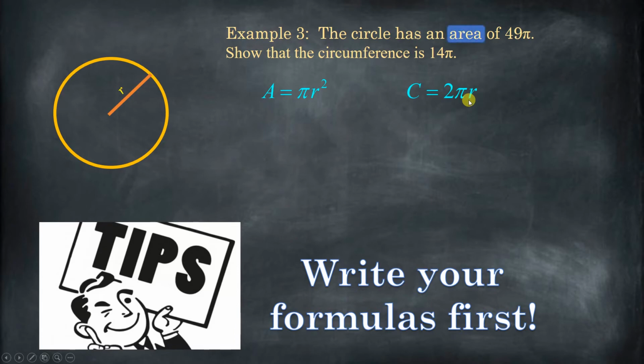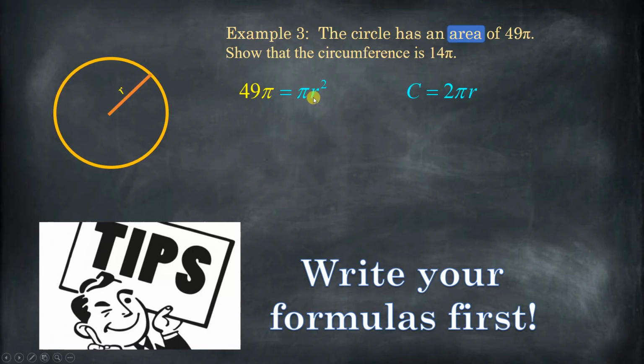All right, so now we know that the area is 49 pi. So we're going to plug in 49 pi there, and we're going to solve for r. The reason we're going to solve for r is the only way I can figure out what the circumference is, is if I find the value of the radius. And I can use the area to do that. Now, in some ways, this is kind of confusing because they actually give us the answer for the circumference. What they're having us do is show that that's true.